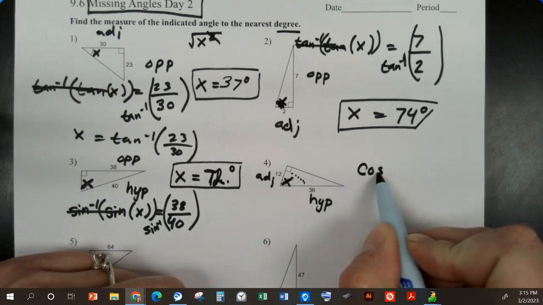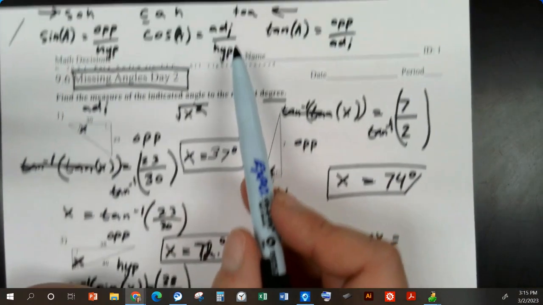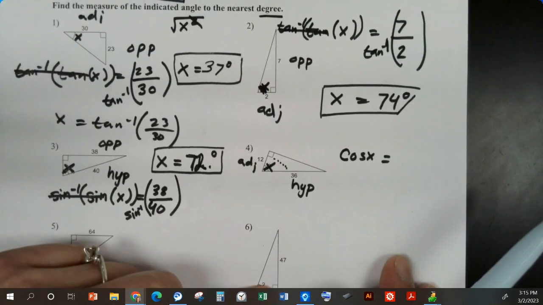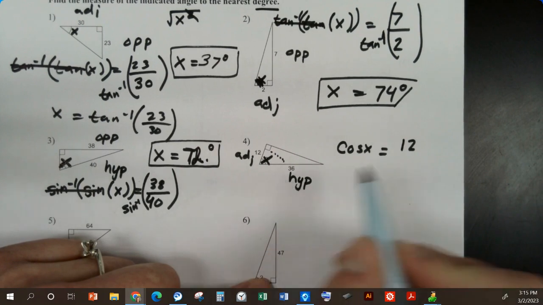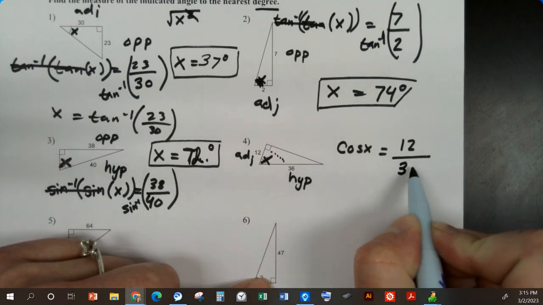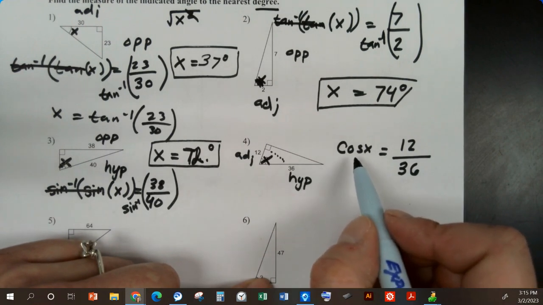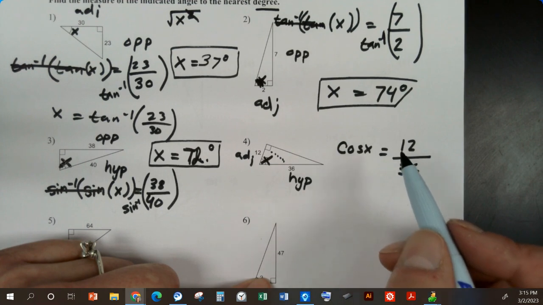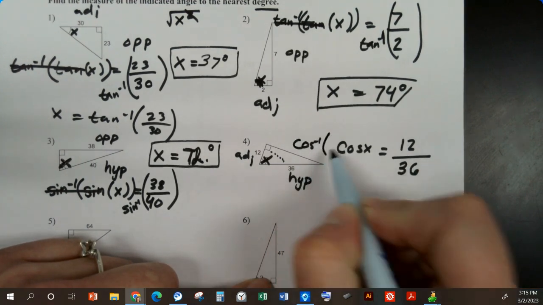So we're going to do cosine of x equals, and then cosine says we need adjacent over hypotenuse. So adjacent side is 12. Hypotenuse is 36. And so then I need to get rid of cosine. So what are we going to do to get rid of the cosine so we just have x by itself? Inverse. Yeah, good. Inverse.